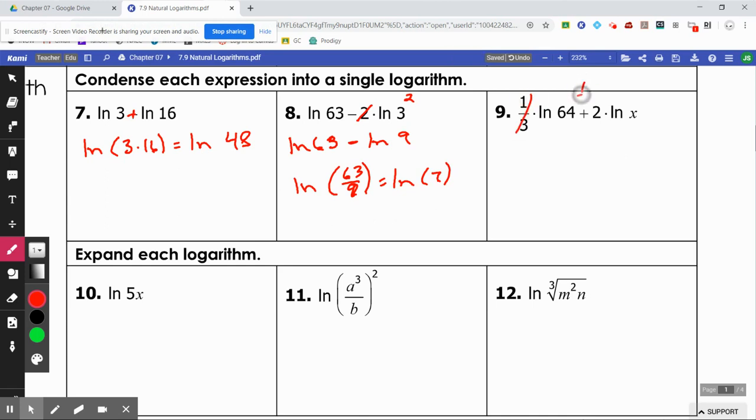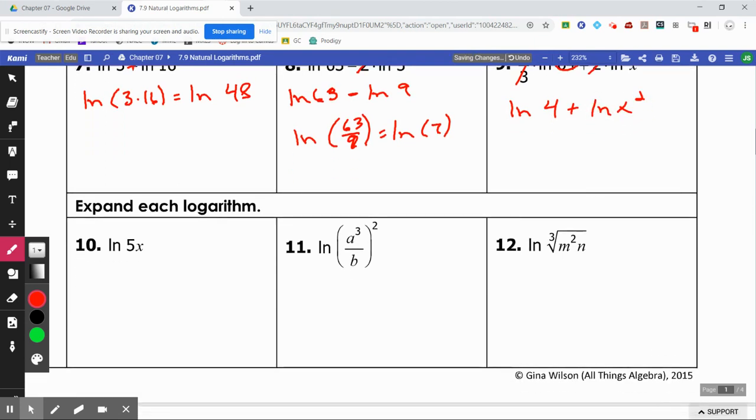Next one, move the 1/3 up to an exponent, and let's move the 2 up to an exponent. First off, 64 to the 1/3 power is the cube root of 64, which is 4, plus the natural log of x squared. Now we have two natural logs being added, so we can combine those by using multiplication. That would be ln of 4x squared.